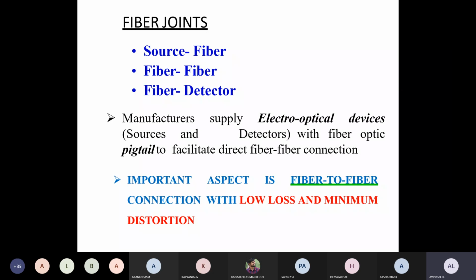Obviously when we are trying to transmit a signal from the optical source, this optical source will be the source of energy. From there you want to take out the energy, and once you take out the energy, that energy will be taken into the fiber cable.